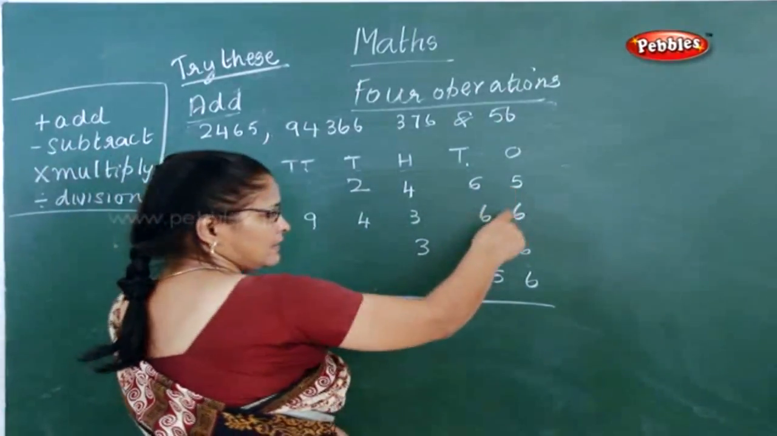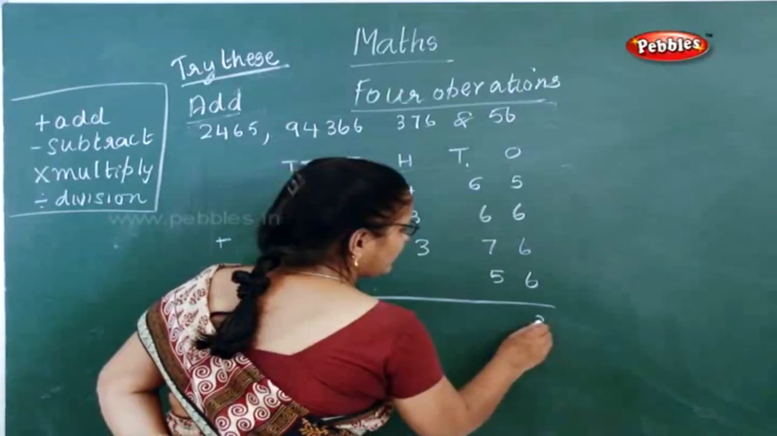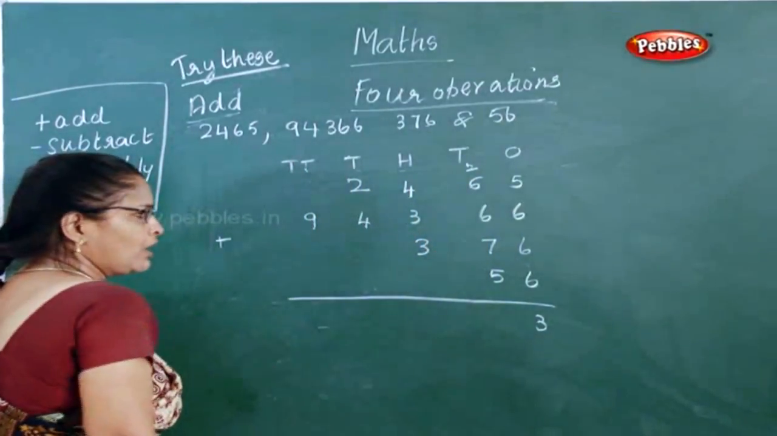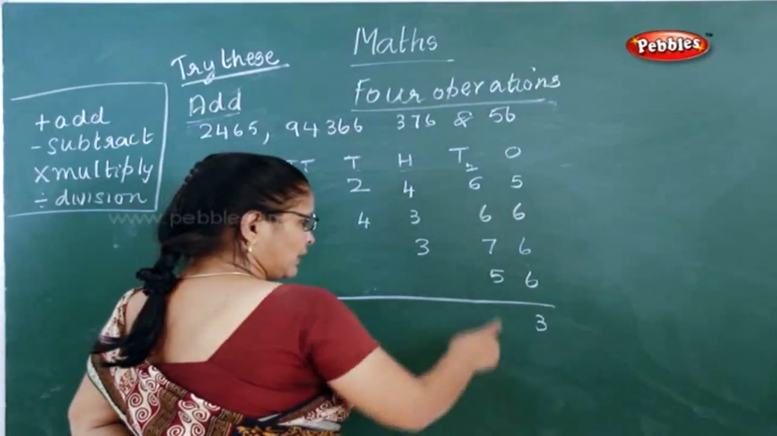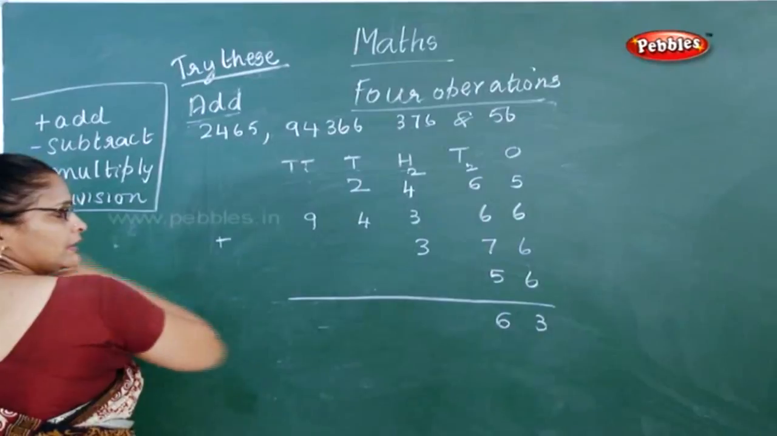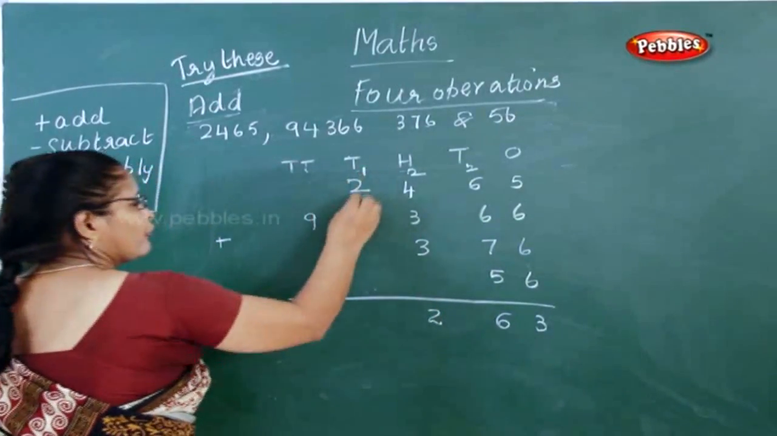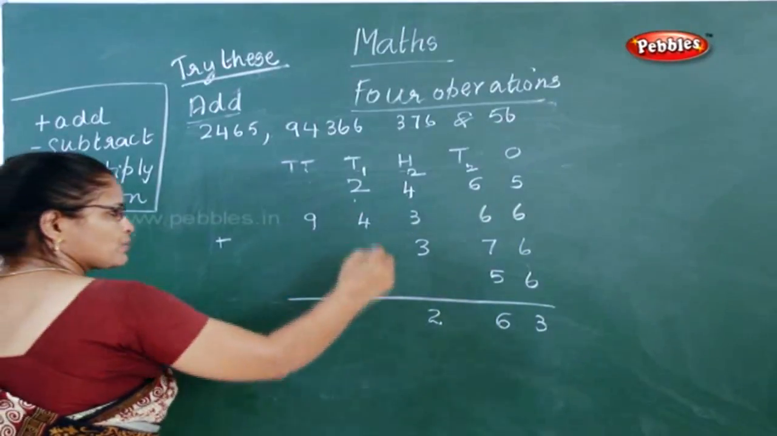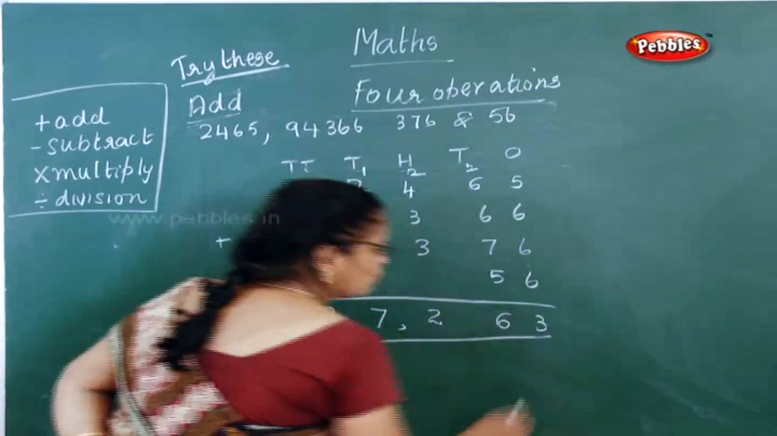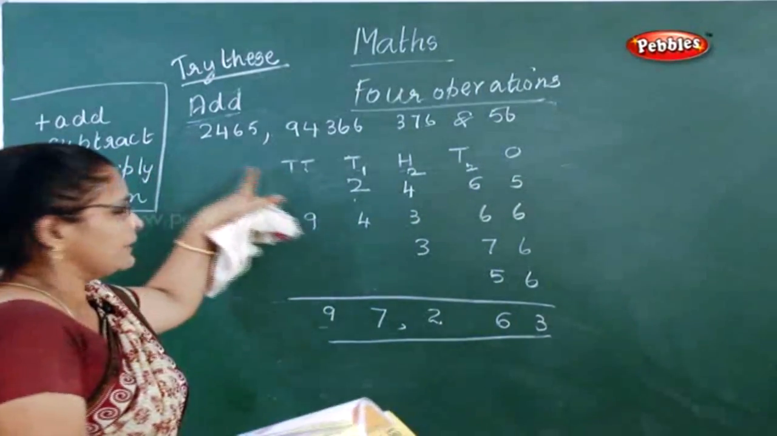Now 5 plus 6, 11, 11 plus 6, 17, 17 plus 6, 23, 2. 6 plus 2, 8, 8 plus 6, 14, 14 plus 7, 21, 21 plus 5, 26, 2. 4 plus 2, 6, 6 plus 3, 9, 9 plus 3, 12, 1. 2 plus 1, 3, 3 plus 4, 7. This number 9. So it is 97,263. So this is how you have to do your addition sum.